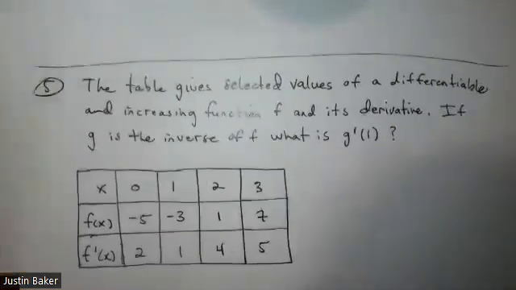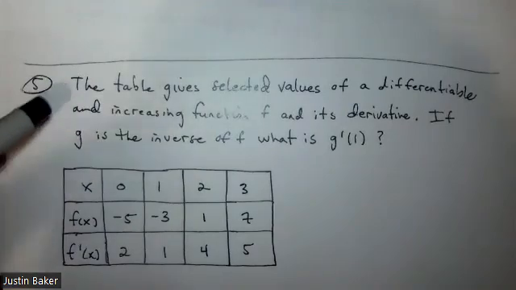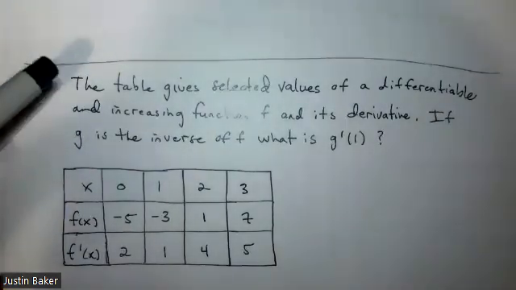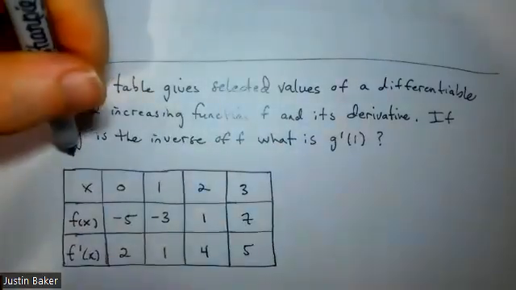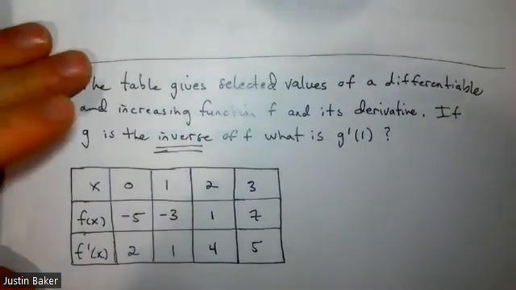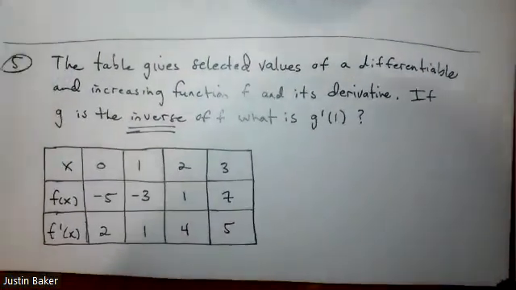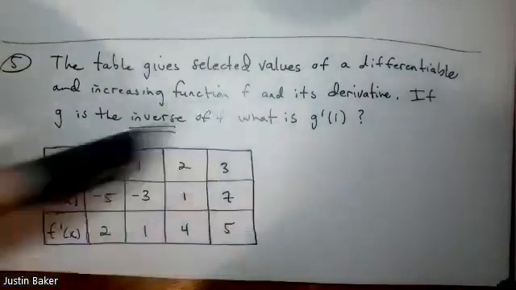All right. And the last one for today. The table gives selected values of a differentiable and increasing function f and its derivative. Here's the whole key to this: if g is the inverse of f, what is g prime of 1? So we need to know the derivative of an inverse formula. This is definitely on the AP exam. So all three of these are pretty much 100% on the exam, so they're worth looking at. Find the derivative of the inverse, use the table to find the information.